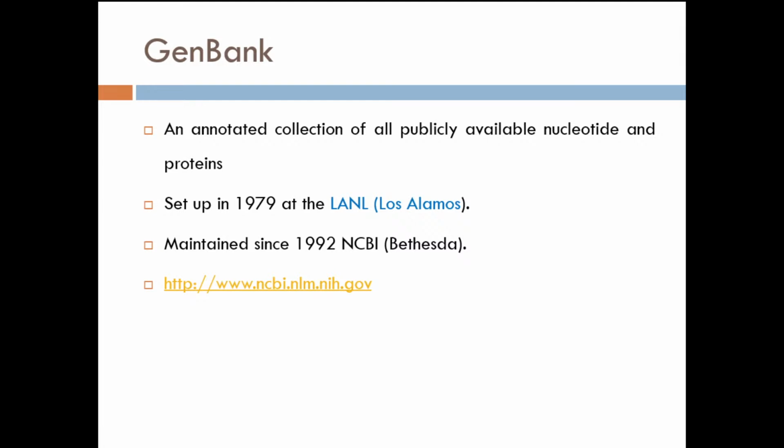So roughly, we can say GenBank is the nucleotide database, and it was set up in 1979 at the Los Alamos National Laboratory and maintained since 1992 by NCBI, National Center for Biotechnology Information. I told you that NCBI is the example of one composite database. And here you can see the URL, the internet address, you may find.